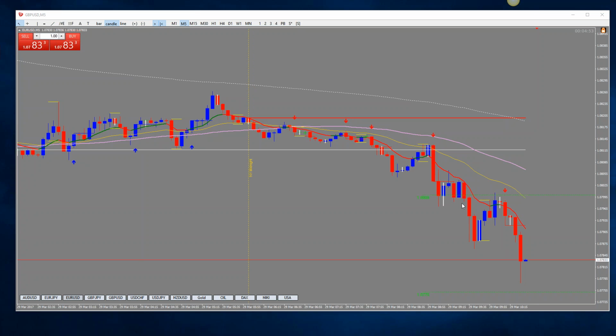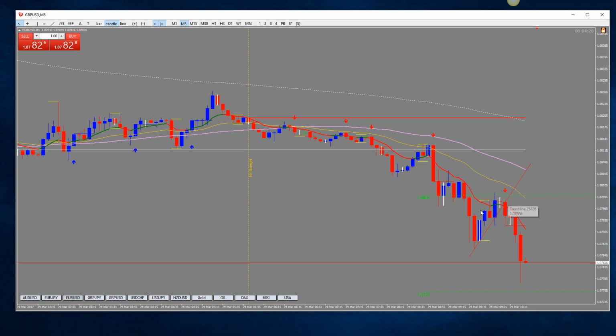And test it out. But okay, so here we had a pullback. Let me just draw a line here. Here we had a pullback above the 10, close above the 10 moving average. And then this candle here broke below the 10 and closed. The body is bigger than the wick.